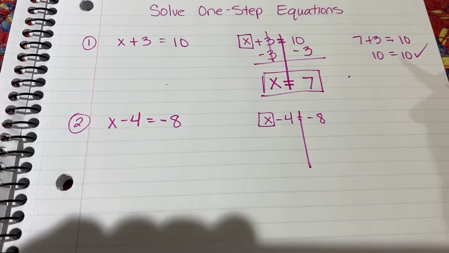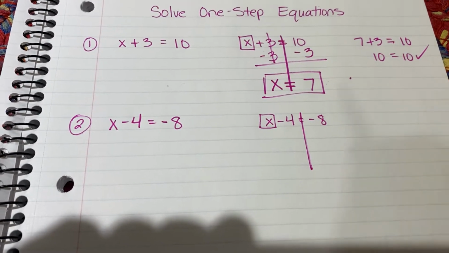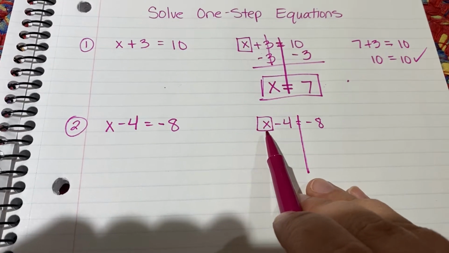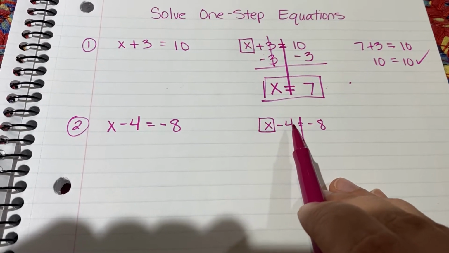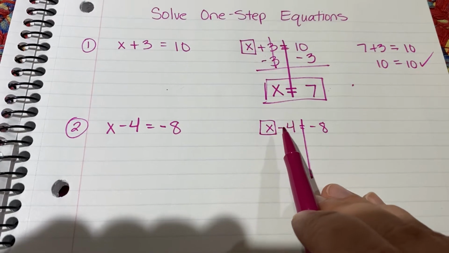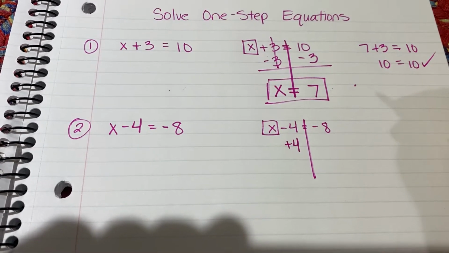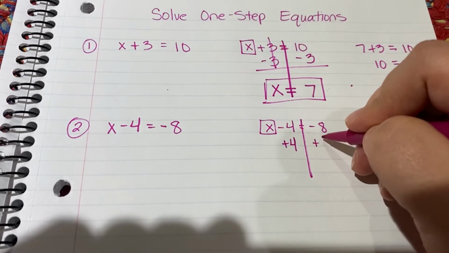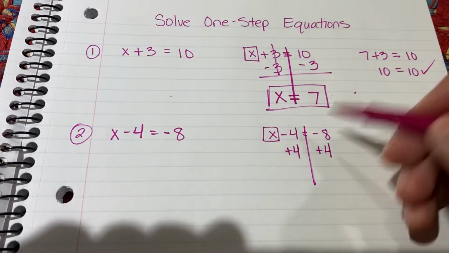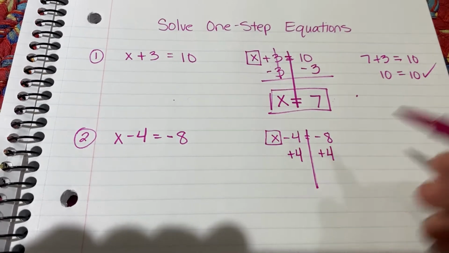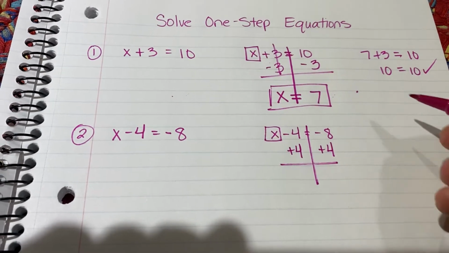And then now we want to get that variable all by itself. So in order for the variable to be alone, the minus 4 needs to go away. The opposite or inverse of minusing 4 would be to add 4. And if we add 4 to one side, we have to add the same thing to the other side. Always keep it balanced. Keep them the same. Draw your line so we can solve.